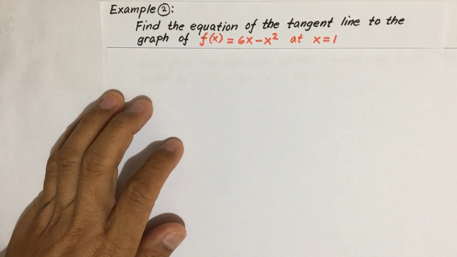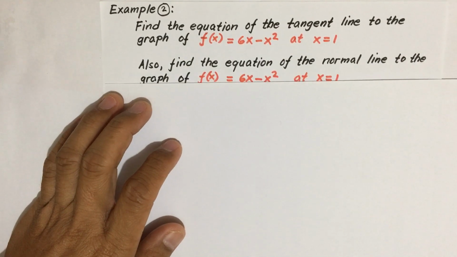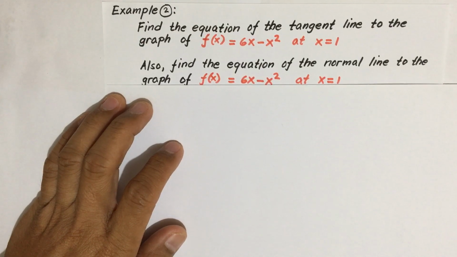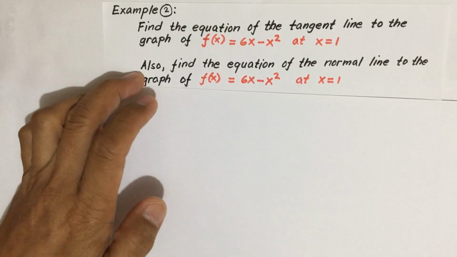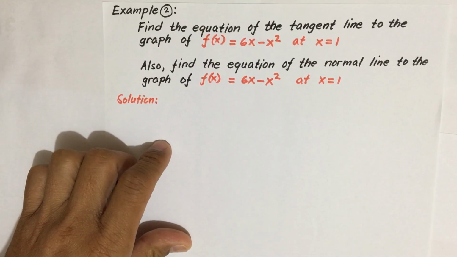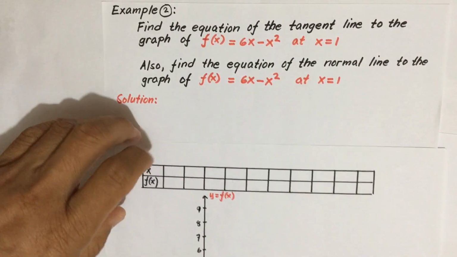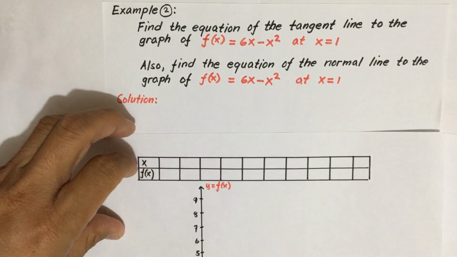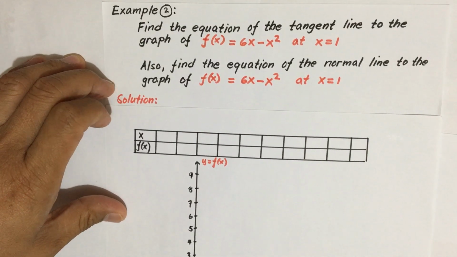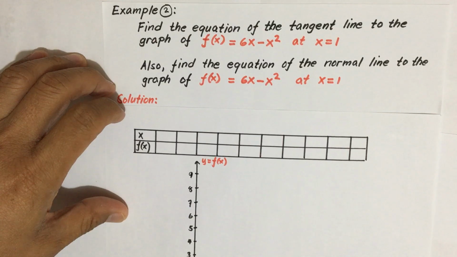Okay, and the other one is also find the equation of the normal line to the graph of f of x equal to 6x minus x squared at x equal to 1. So like in our previous discussion, the best way to solve this problem is to first graph. Let us graph the function so that we can see the picture or how this graph of this function looks like.